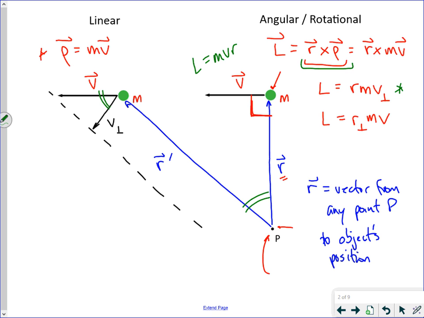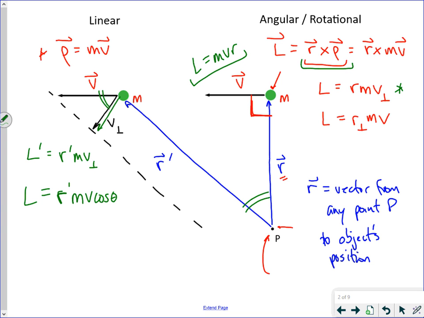So check this out. The angular momentum now, I'll call it L prime, is r prime m v perp. Agreed? Now, v perp right here is v cos theta. Agreed? So we get r prime m v cos theta.